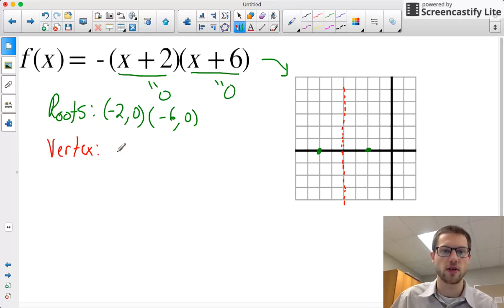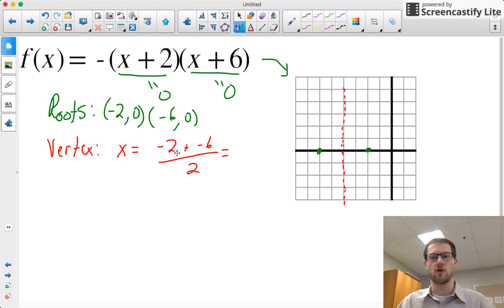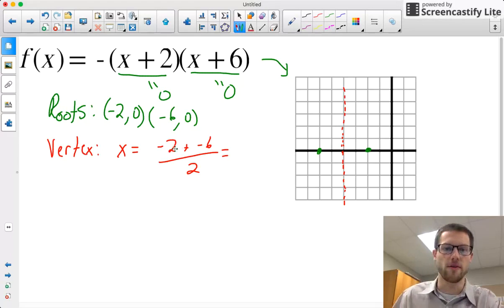So the x value of the vertex is going to be given as negative 2 plus negative 6 all over 2. Again, I'm taking an average of these two values so I can find what's exactly in the middle of it. So that's going to be negative 8 over 2, or negative 4. So the x value is negative 4 for the vertex, and I want to find what f of negative 4 is.